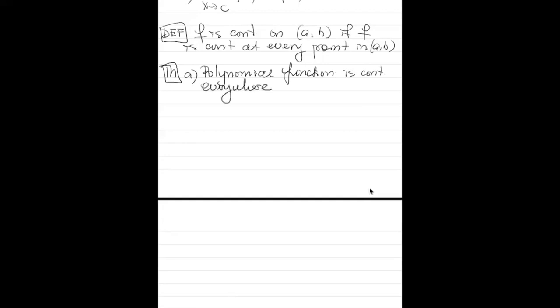So think about the parabola, the line. You can trace the graph of these functions without lifting up your pen. So they have no jumps, no holes, no gaps. So if you see a polynomial function, you can say continuous everywhere.